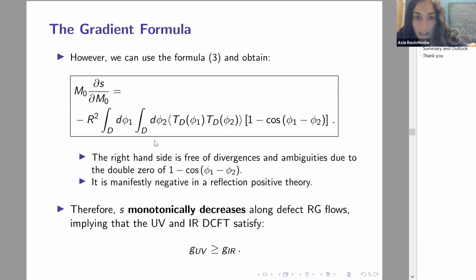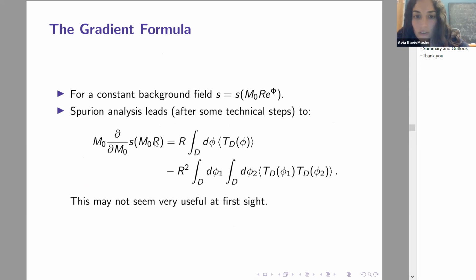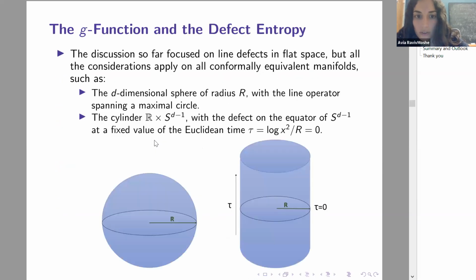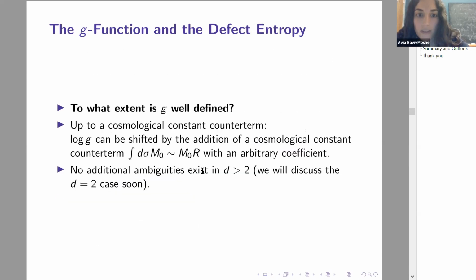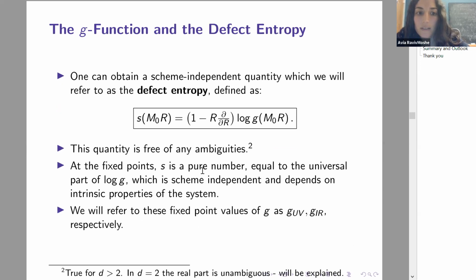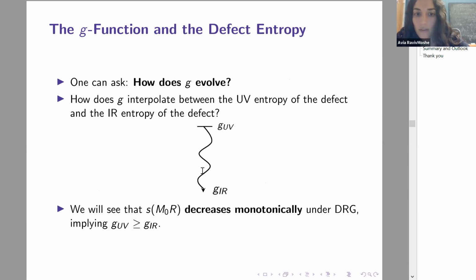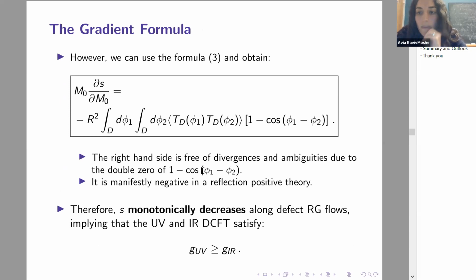You want to work with something that is free of divergences and ambiguities. That's the reason why this specific choice was extremely useful, because it enabled us to write down the gradient in terms of something that is free of any ambiguities and divergences that may in general appear in a 2-point function of the stress tensor. Okay, thank you.